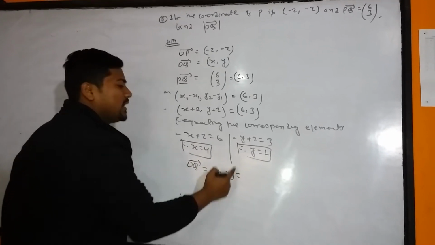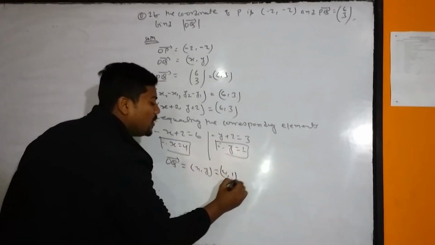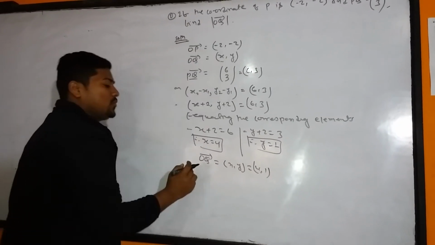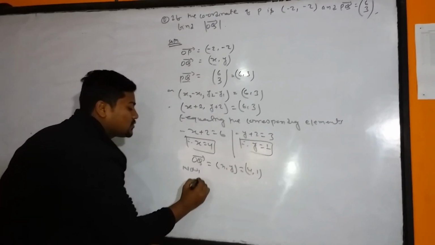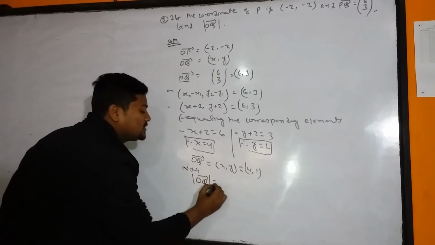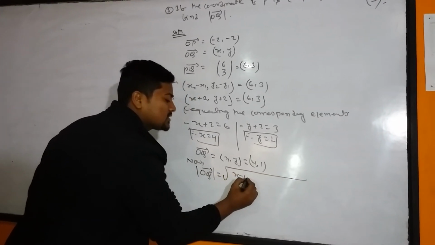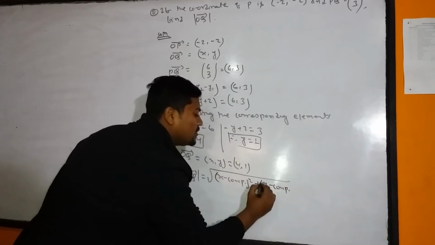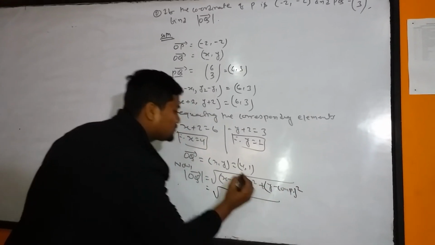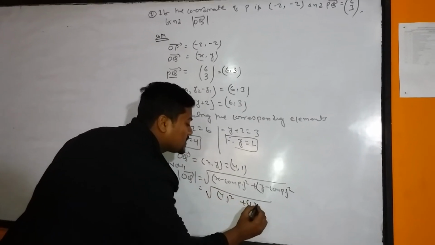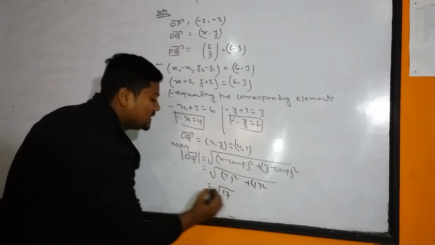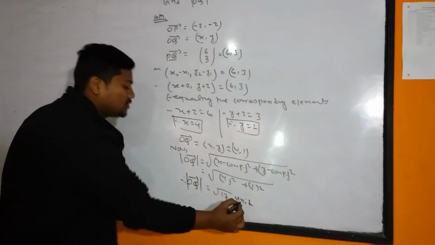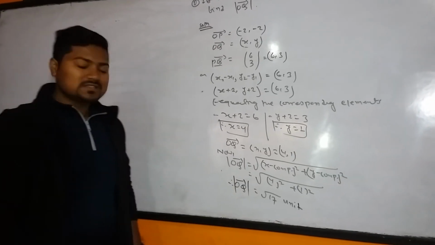So what is the value of (x, y)? (4, 1). But this is not our final answer. The question is asking to find the magnitude of the OQ vector. The formula is root under x component whole square plus y component whole square. So 4 square plus 1 square is 16 plus 1, 17, root 17 units. Therefore the OQ vector magnitude is equal to root 17 units.